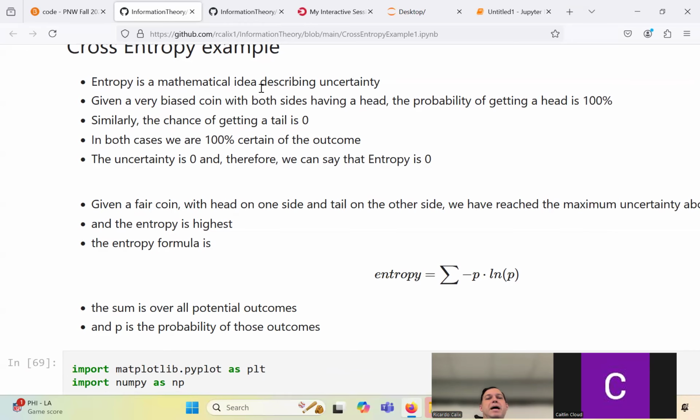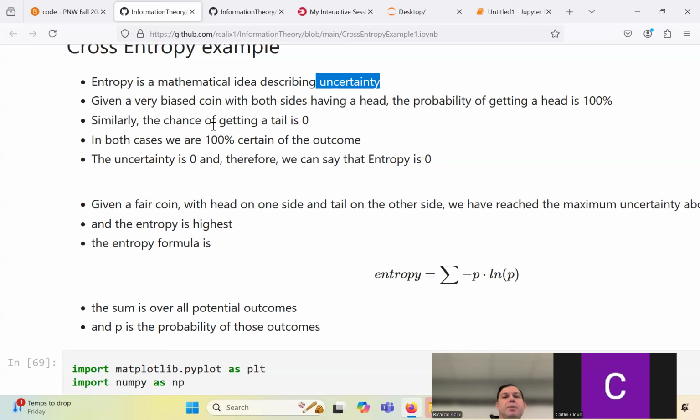Entropy is a mathematical idea describing uncertainty, basically. We're going to look at the example of a coin flip. We have a fair coin, an unfair coin, and a coin that has heads on both sides. Which one provides more certainty in what's going to happen, or more uncertainty in what is going to happen? That's the idea.